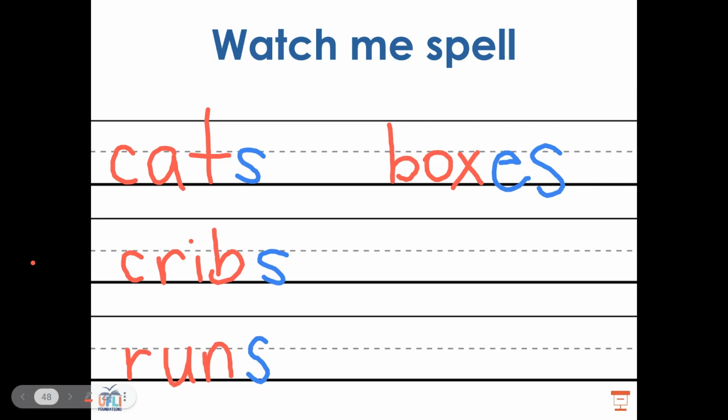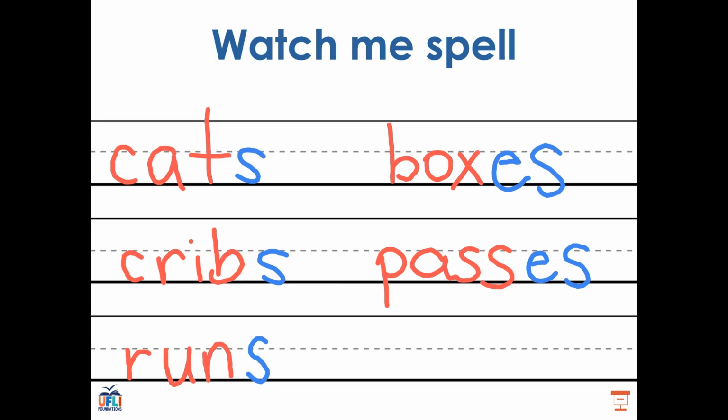Let's try another one. Let's try it with the word pass. P-a-s-s, pass. If we remember, words that end in an s get doubled. So we have two s's at the end of the word pass. But what if I wanted to make this passes? She passes. Would I add an s or an es? Well done, I would add an es. The word pass ends in an s, which follows the rule, and I can hear an extra syllable in passes, meaning that I need to add an es ending in order to make it plural.